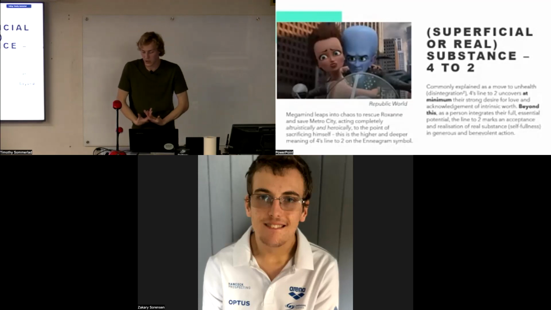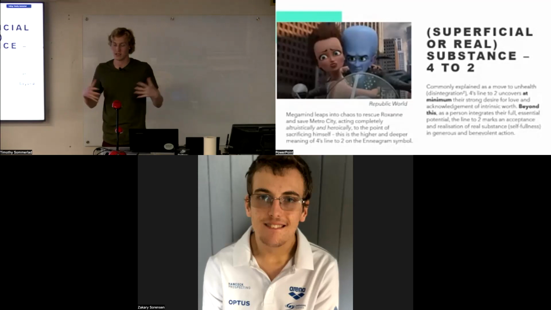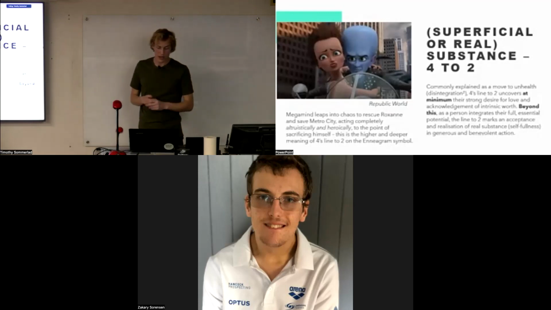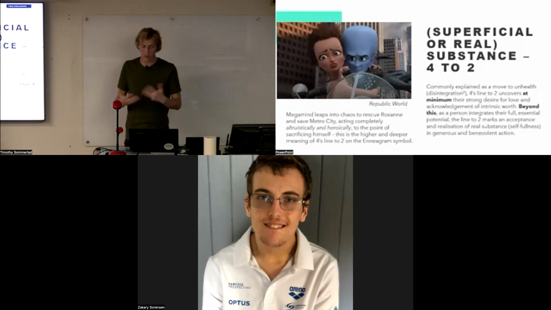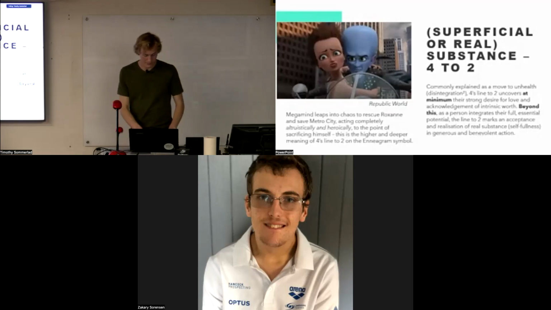At this point, they're starting to accept the self-fullness, the fullness that they really have as an individual, and demonstrating that in generous and benevolent action. Megamind leaps into the chaos to eventually save the day, acting completely altruistically and heroically to the point of sacrificing himself. This is the higher and deeper meaning of Four's line to two on the Enneagram symbol. And that's where that ends in terms of this part two.